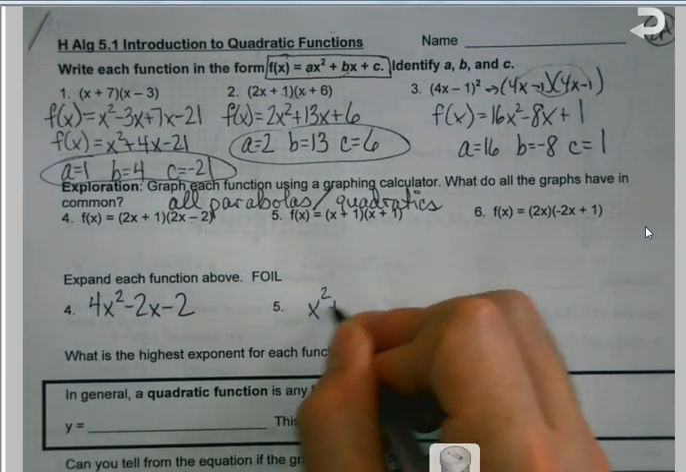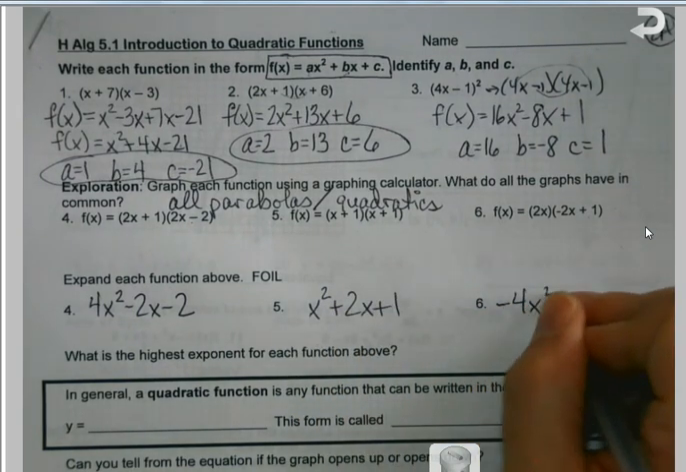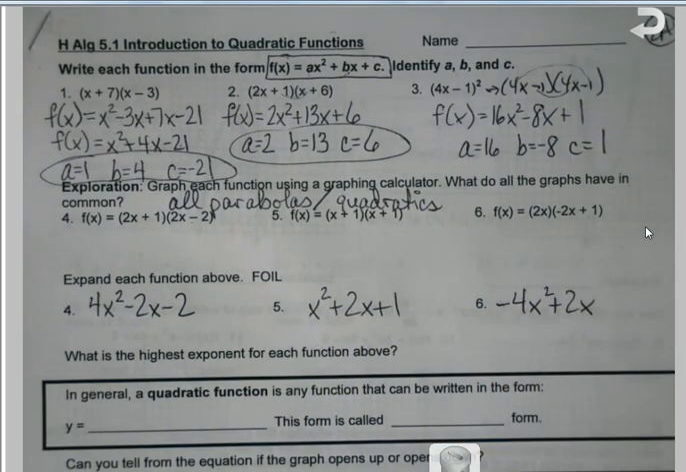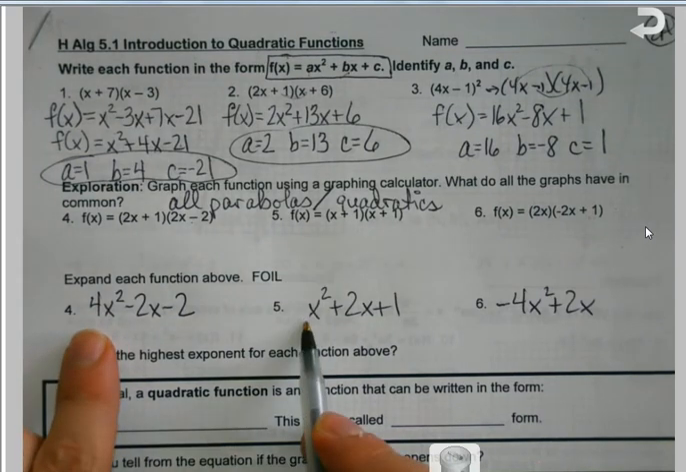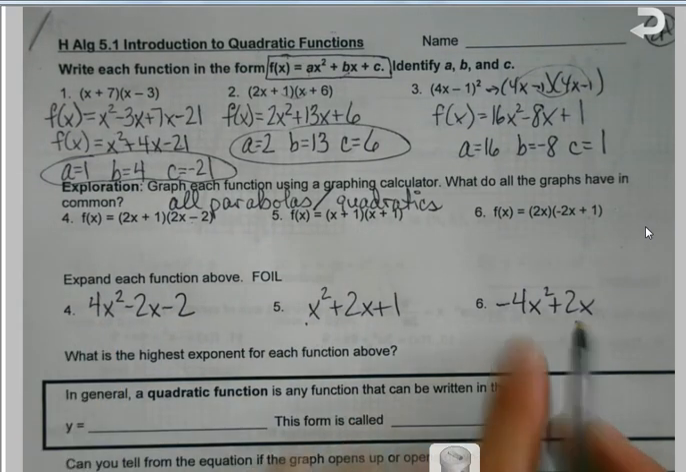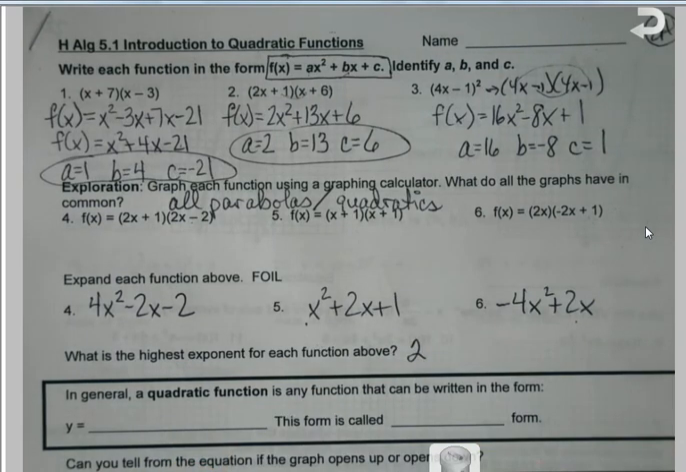Because all I want you to see from this is they may not all look exactly the same. You may have a coefficient in front of x squared, you may not. You may not even have 3 terms. But notice the highest exponent for each one is 2. That's what makes them quadratics. That's what makes them all look like parabolas, those U-shapes, is the fact that they each have a highest degree of 2.